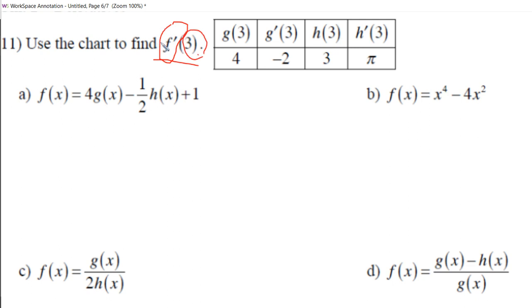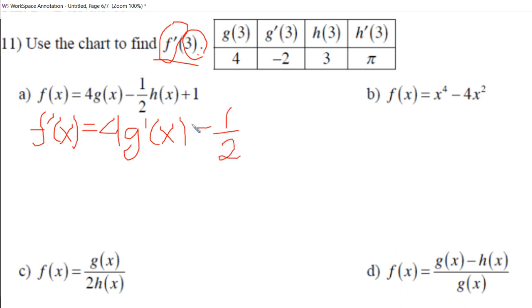On part A, we are going to find the derivative of f. 4 is a constant multiplier, so 4 just stays out there. And the derivative of g would be g prime of x, minus the derivative, so 1 over 2 once again is a constant multiplier, so it stays up front. And the derivative of h of x is h prime of x. And the derivative of 1 will be just 0, so we are not even going to indicate that.